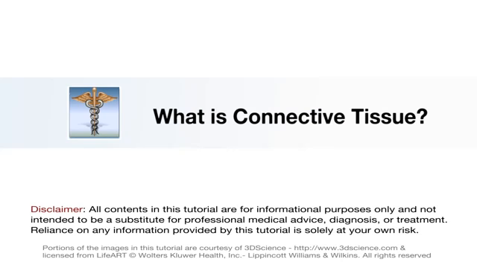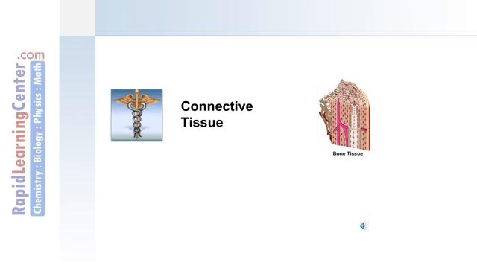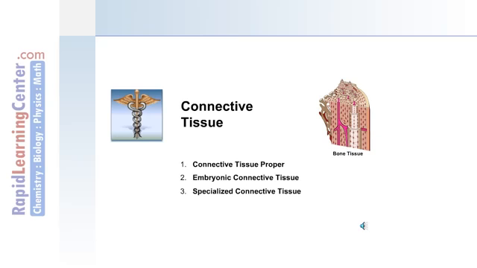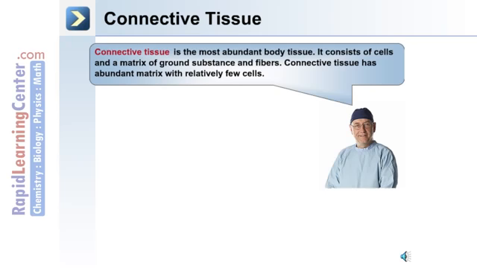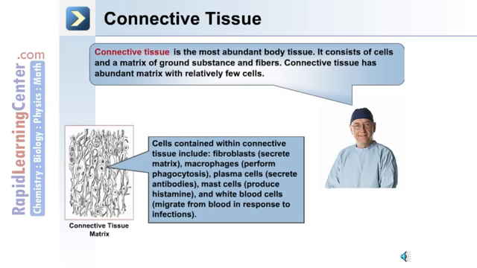Now we'll move on to discuss each of the four main tissue types in the human body, beginning with connective tissue. In this section, we'll discuss the tissue proper, the connective tissue that's embryonic, as well as specialized connective tissue. Connective tissue is the most abundant body tissue. It consists of cells and a matrix of ground substance, as well as fibers. Connective tissue has abundant matrix with relatively few cells.